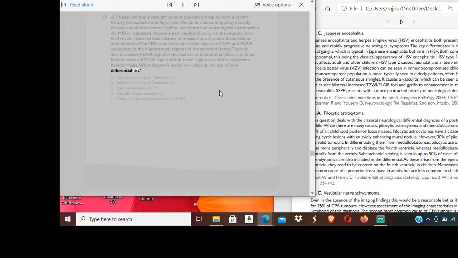A. Herpes simplex type 1 encephalitis. B. Herpes simplex type 2 encephalitis. C. Japanese encephalitis. D. Varicella zoster encephalitis. E. Subacute sclerosing panencephalitis.